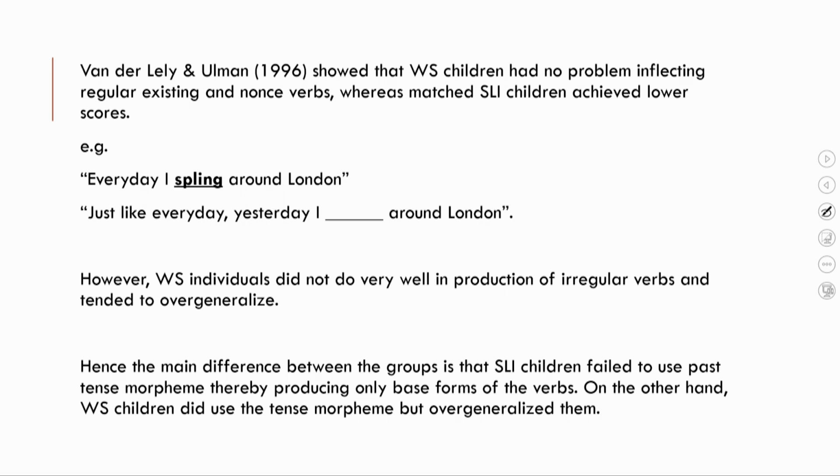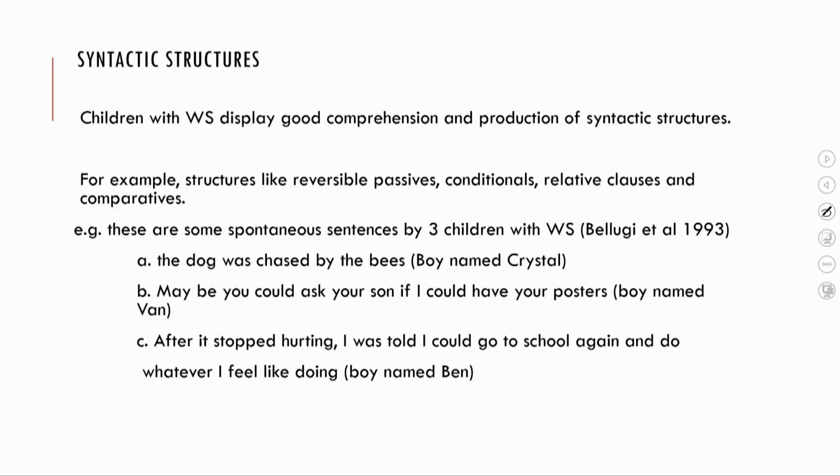However, WS individuals did not do very well in production of irregular verbs and tended to overgeneralize. So, here is the main difference between these two groups: SLI children fail to use past tense morpheme, thereby using only the base forms. On the other hand, WS children did use past morpheme but overgeneralize them.